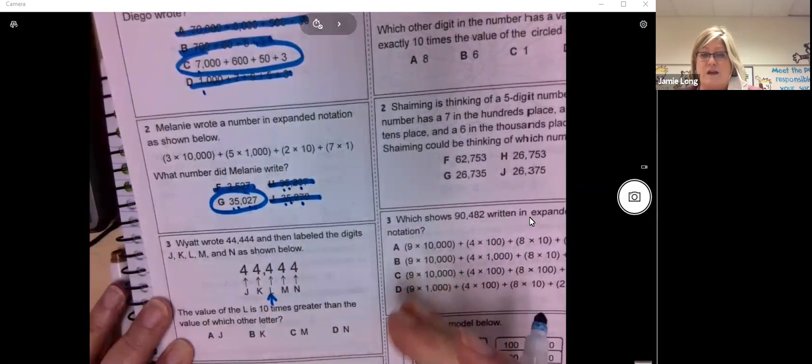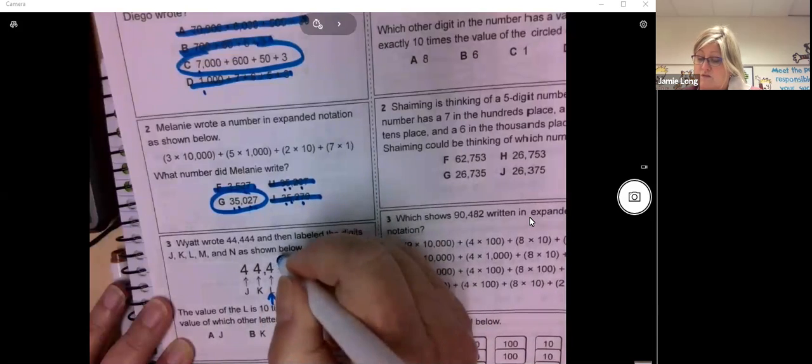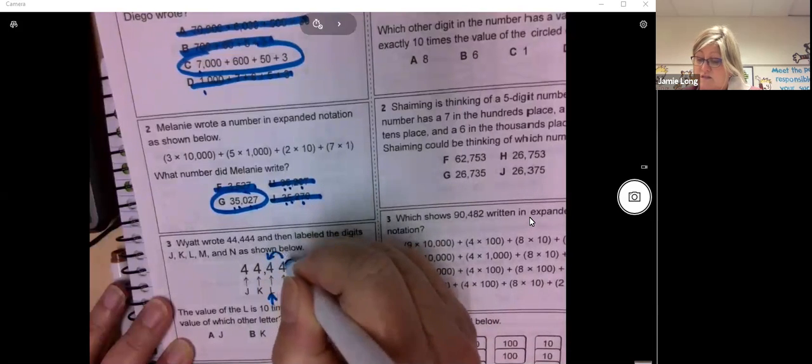Well, we learned today that this is 10 times greater than that, and this is 10 times greater than that. So we're saying that this is a times 10 situation. So L is 10 times bigger than M. So M is the best answer.